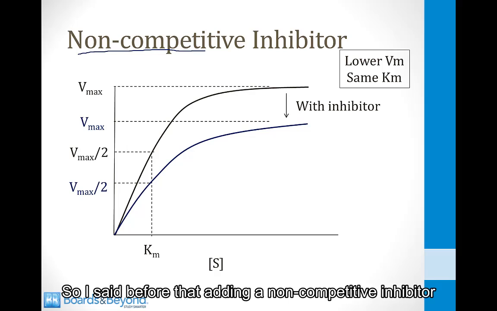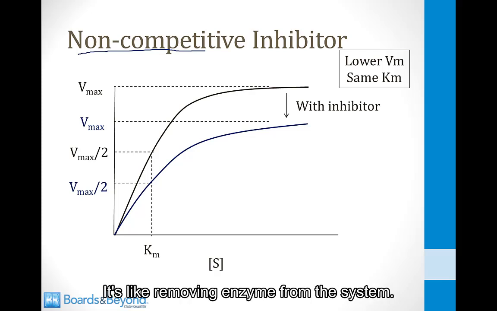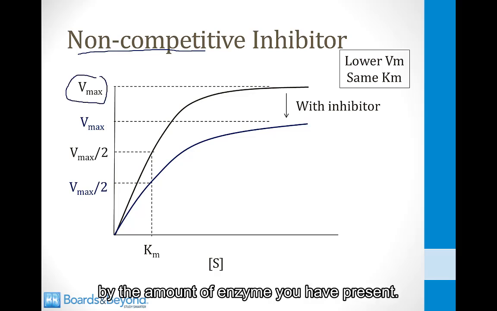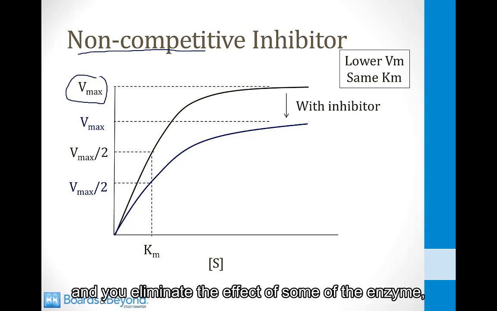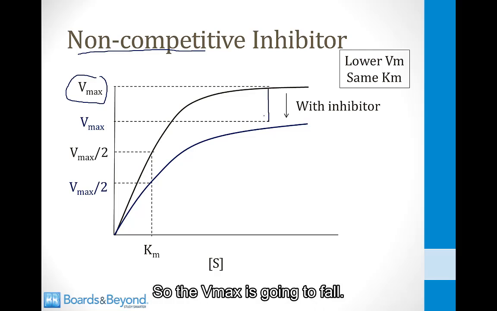So I said before that adding a non-competitive inhibitor is like taking the enzyme out of commission. It's like removing enzyme from the system. And in the module on enzymes, I talked about how Vmax is determined by the amount of enzyme you have present. So when you add a non-competitive inhibitor and you eliminate the effect of some of the enzyme, it's like removing an enzyme from the system. So the Vmax is going to fall.